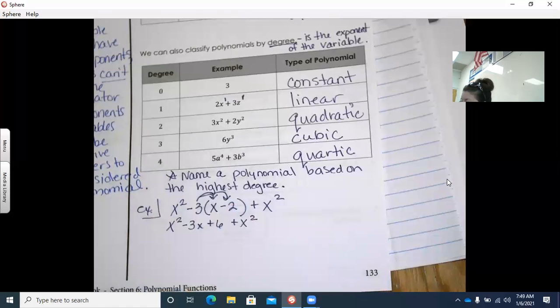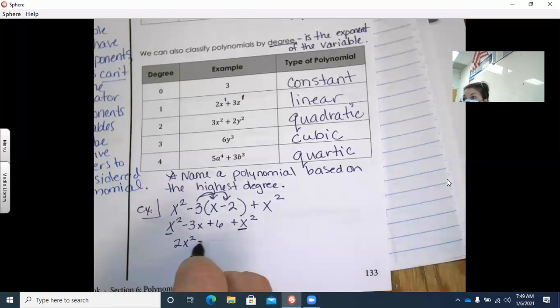Do I have any like terms? Yeah, what's x squared plus x squared? 2x squared. Does negative 3x have a like term? No, and 6 doesn't have a like term.